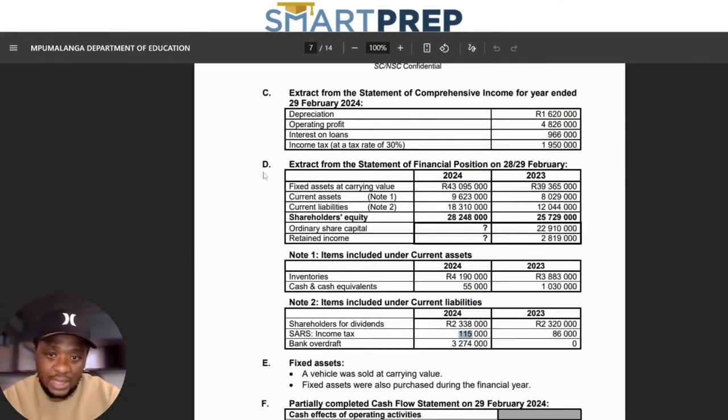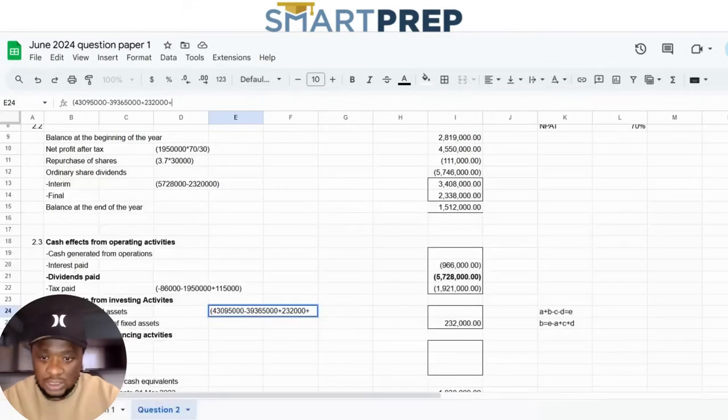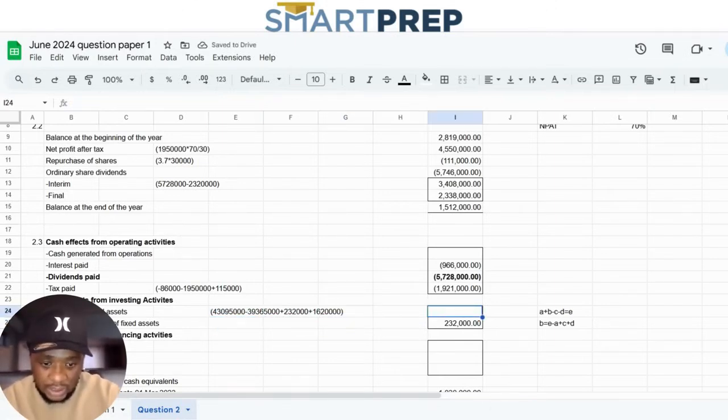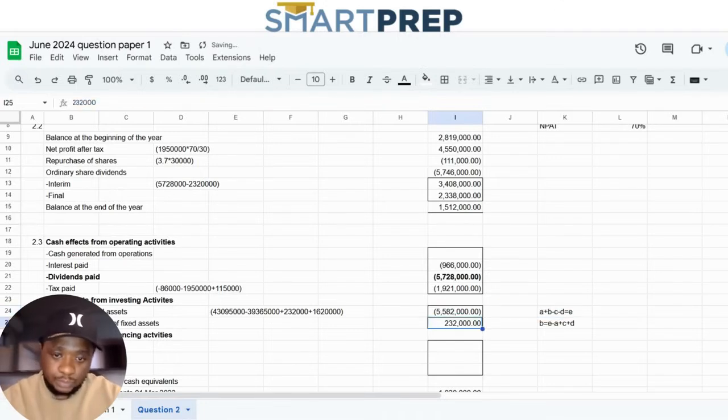So we just go find our depreciation expense, and our depreciation expense is 1,620,000. So we add that to, okay, and so basically by using that formula, we are able to work this out. So that works out to 5,582,000. It's just basically working backwards. So you start from the end of the year, you're going back to the beginning of the year.